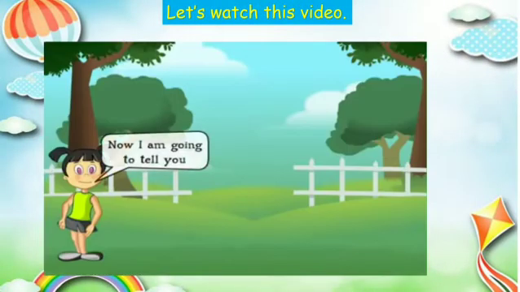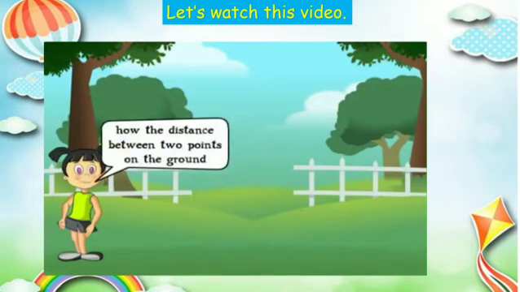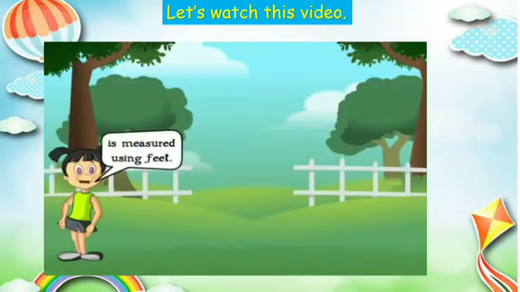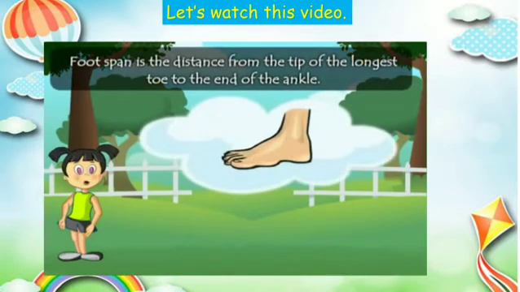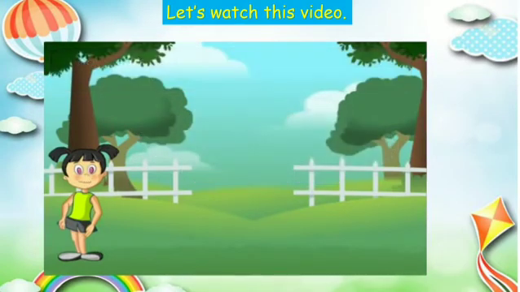Now let's watch this video. I am going to tell you how the distance between 2 points on the ground is measured using feet. One way of expressing such distances is footspan. Footspan is the distance from the tip of the longest toe to the end of the ankle. Let us measure the distance between these 2 points that are marked on the ground.